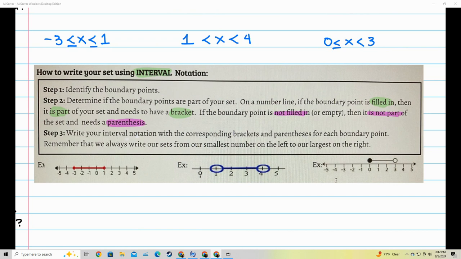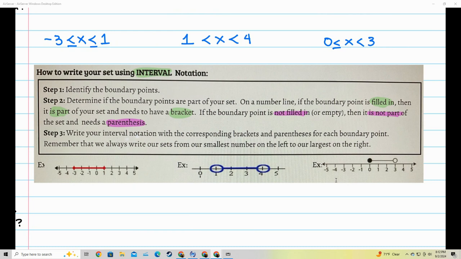So on interval notation, there's a couple of things that change. You're not going to be using x's, even though we are talking about the x's. And instead of using a less than or equal to or just a less than, we're going to be using brackets when it's filled in and parentheses when it's not filled in.